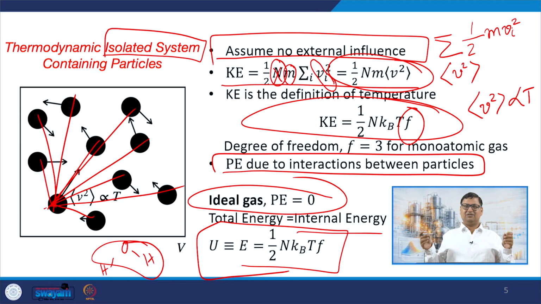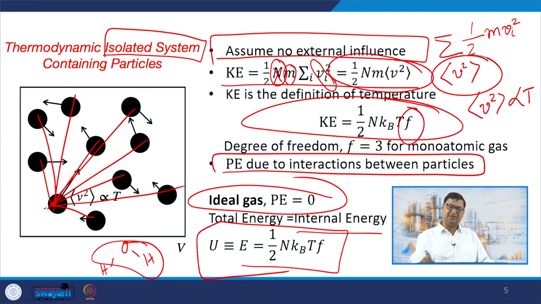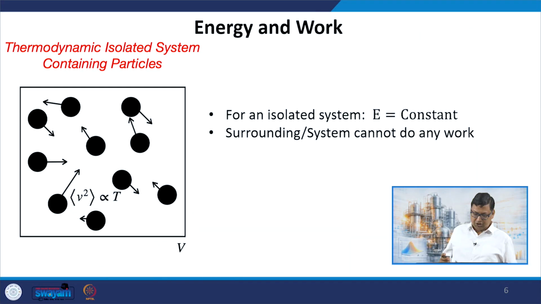Keep in mind that whenever I say total energy of a molecule, I am saying it in the average sense. Of course, molecules may have different velocities, but we are talking about the average of the squared velocity in this picture. Okay. So now, if I take the system to be isolated, this energy has to be constant, because who is there to do the work?